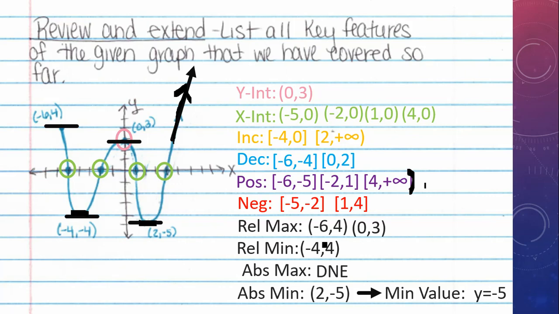So taking a look at my errors here, make sure for this positive interval, this has a round bracket around positive infinity, and the relative minimum should be the point (-4, -4) in regular parentheses.